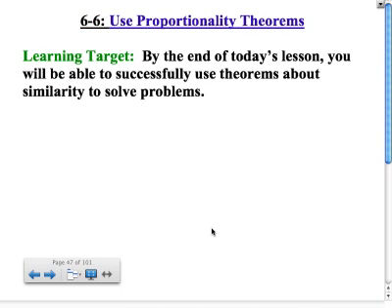6.6, we're going to look at using proportionality theorems. Some of these occur within triangles. Others occur when we're talking about parallel lines and transversals. So again, we'll just take a look here and see what you think.